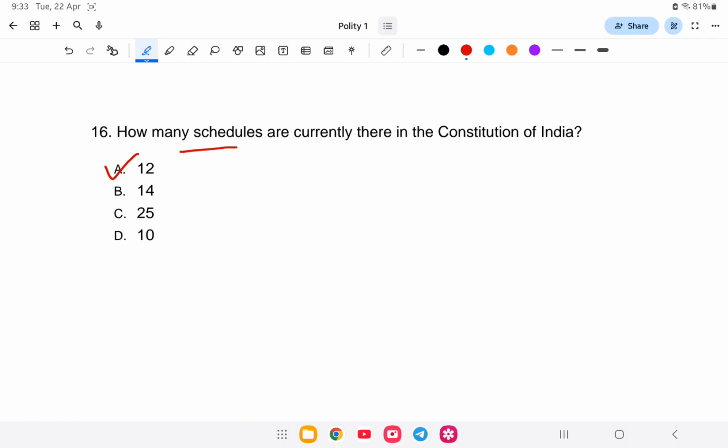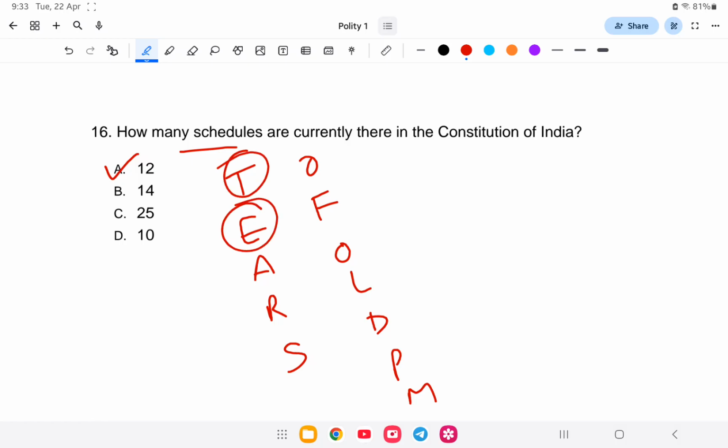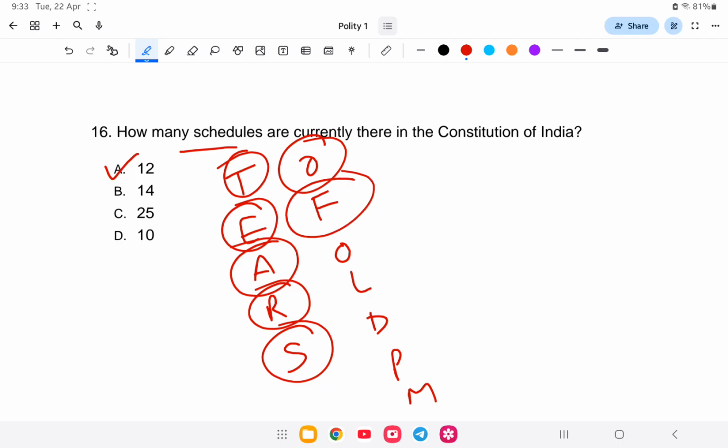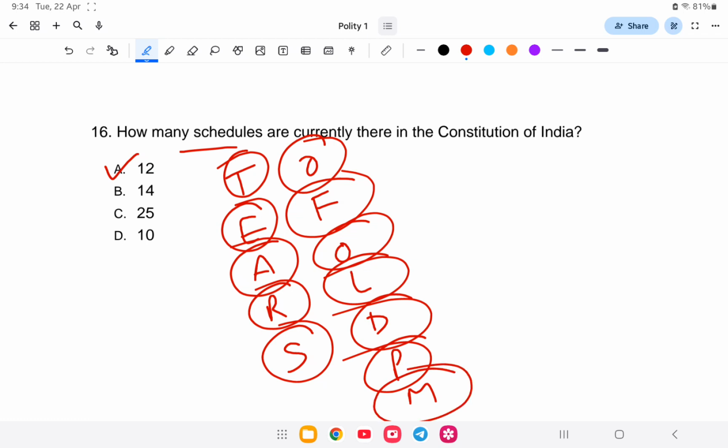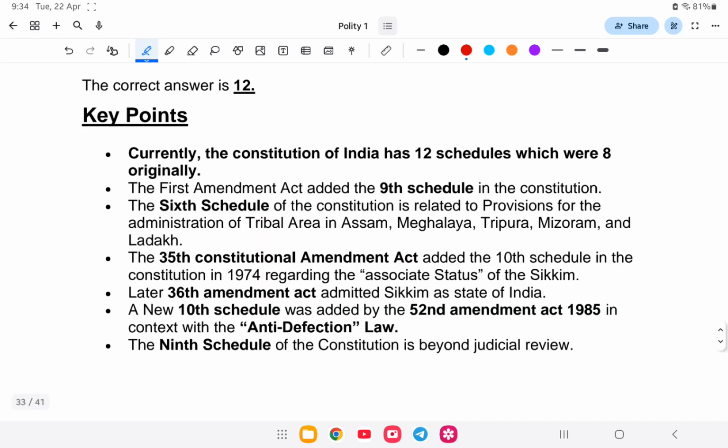The schedules of the Indian Constitution are 12, remembered as T, E, A, R, S, O, F, O, L, D, P, M: Tiers, Emoluments, Oaths and affirmations, Rajya Sabha, Schedule areas, Other schedule areas, Federalism, Official languages, Land reform, and the Defection, Panchayats and Municipalities. Tiers of old PM, the schedules. Let us study in detail.